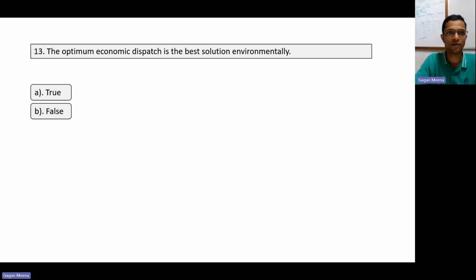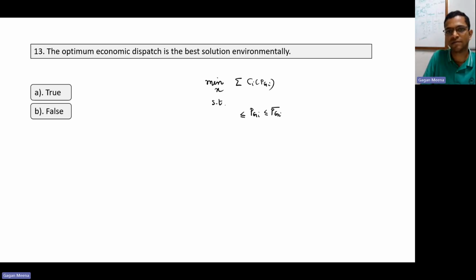The optimal economic dispatch is the best solution environmentally? Not necessary. Because for economic dispatch, we have seen the basic economic dispatch. We want to minimize the cost, summation of CiPGi, subject to PGi between PGi min and PGi max, and sum of PGi equals PL. This is the basic economic dispatch.